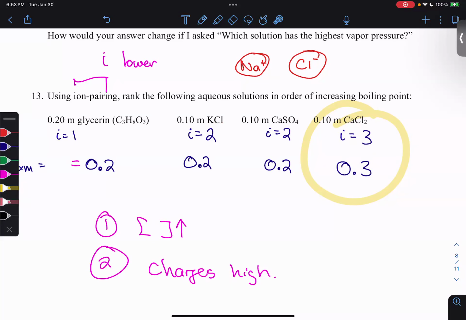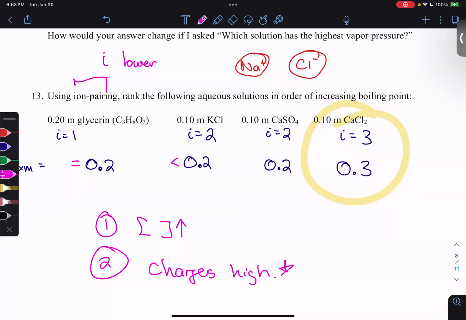Calcium sulfate is +2 -2. In which one are the ions more attracted? Calcium sulfate or potassium chloride? Calcium sulfate, +2 -2, there's more attraction. So ion pairing is going to be more apparent. KCl does do ion pairing.